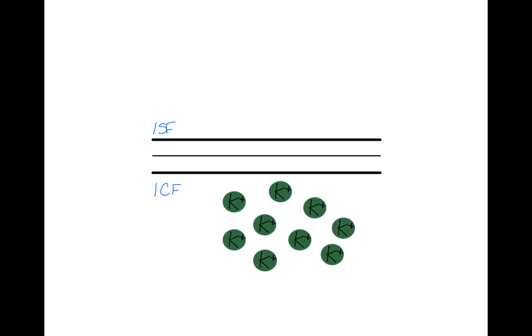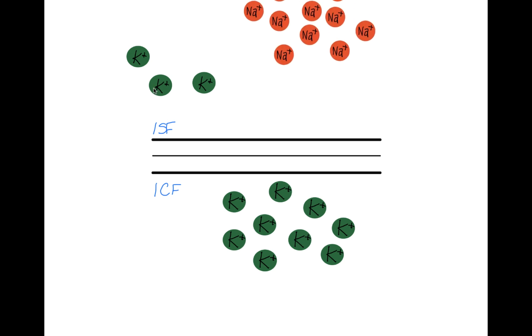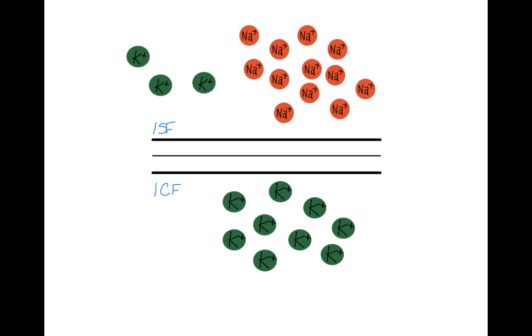Now inside the cell, we have a certain concentration of potassium, and outside the cell, we also have a certain concentration of potassium. Note that the concentration of potassium inside the cell is much greater than outside the cell. We also have a certain concentration of sodium outside the cell and inside the cell, and the concentration of sodium outside the cell is greater than inside the cell.